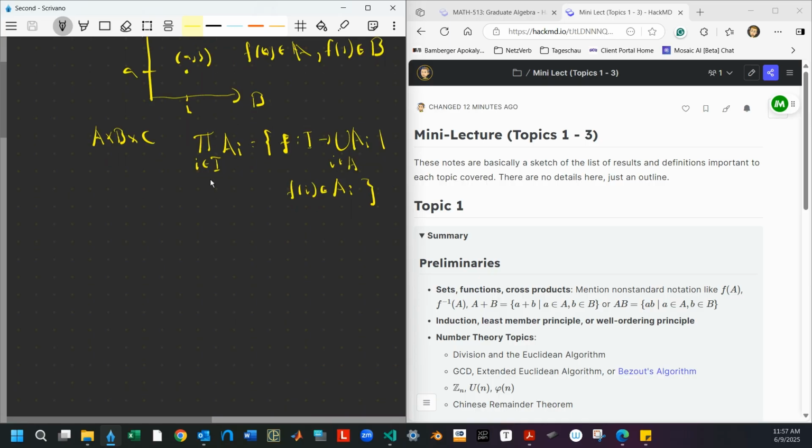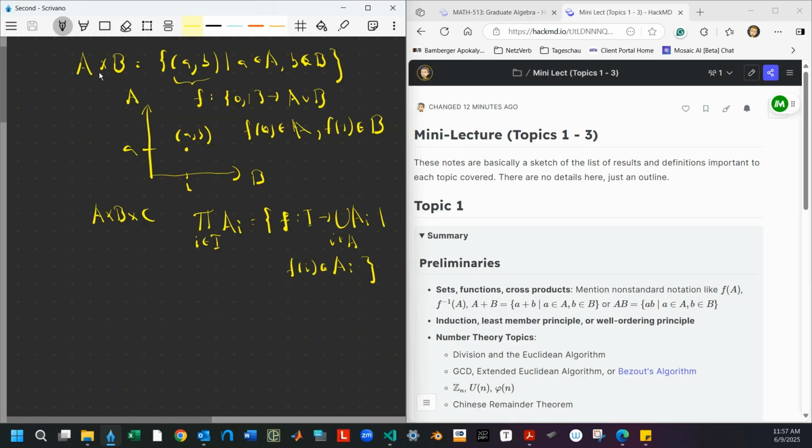Anyway, to some extent this should be review. Cross products like this should certainly be review. This might be a little bit new, and there's even something a little bit subtle here. Even to say this is non-empty, when this is an infinite set, requires a set theoretic axiom called the axiom of choice.